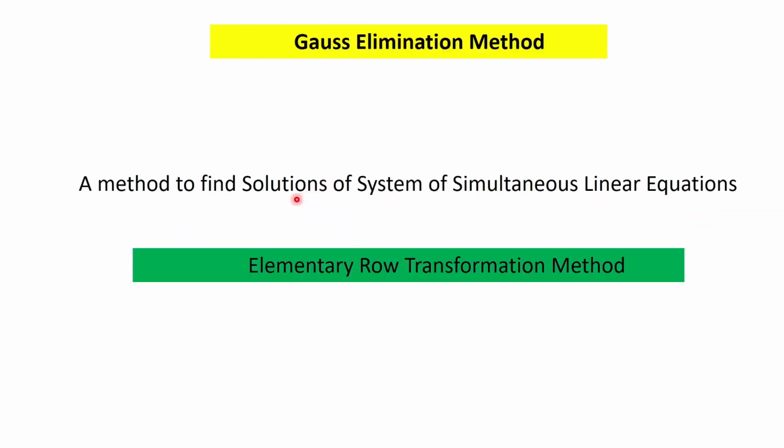So let's start. The Gauss elimination method is a method which can help us find the solution of a group of linear equations, or you can say simultaneous linear equations. This method is also known as the elementary row transformation method. We will see later in the video why this method is known as elementary row transformation.